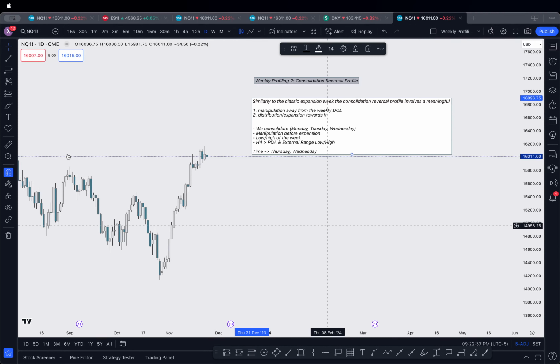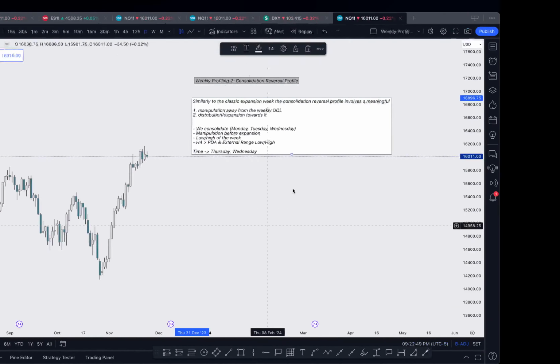I'm going to put this into our links, primers, and PDFs because now as we start to learn weekly profiling, we're going to be able to refer to this. So let me copy it and maybe I'll paste it into my TradingView so we can all see it.